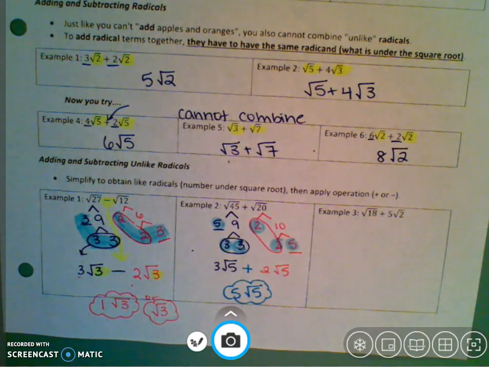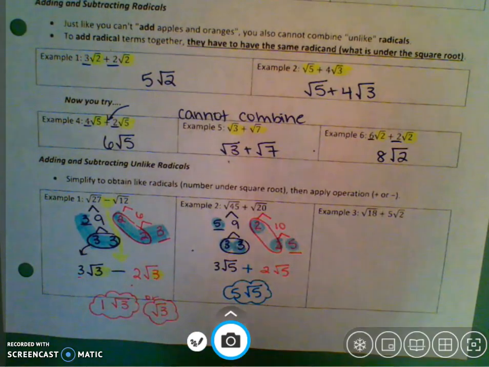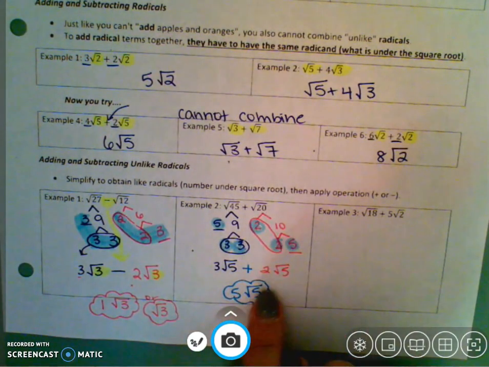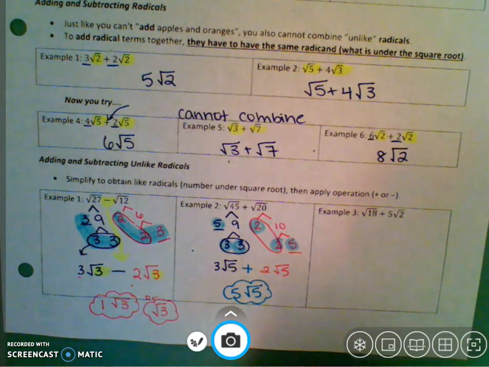Okay, so this is the answer you should have gotten for example number 2. When you break down the square root of 45, you get 3 square root of 5. When you break down the square root of 20, you get 2 square root of 5. And then the root 5s match, so you add the front numbers.